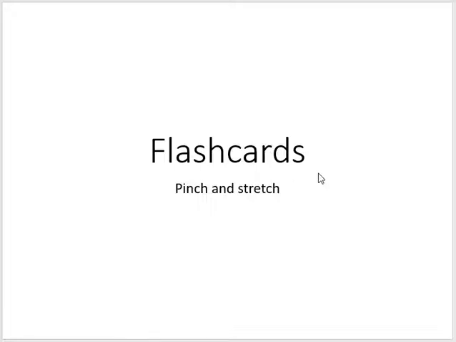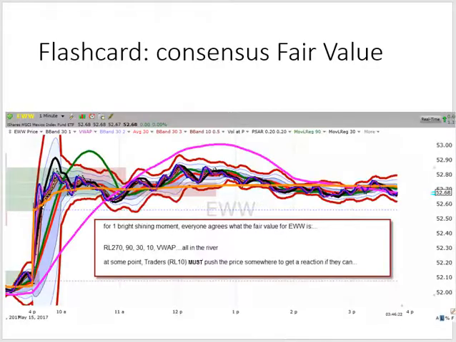This is a series of rapid fire flashcards that illustrate some important points about the technique and strategy. This illustrates the idea that there are times when all 4 regression lines are tightly packed together inside the Bollinger Band Z3 lines, and that we treat that as a consensus fair value for that brief moment in time in which they are all in agreement.